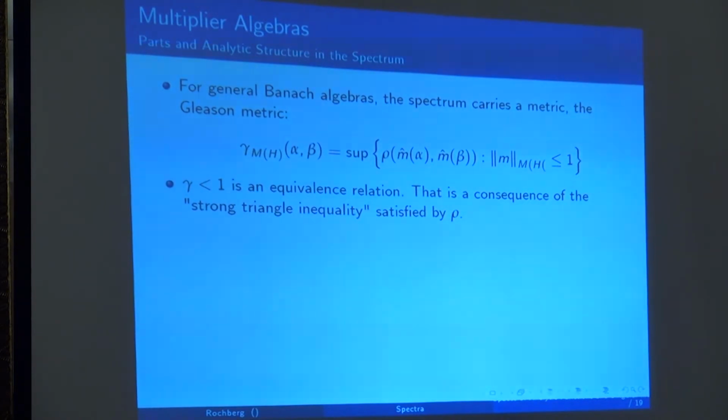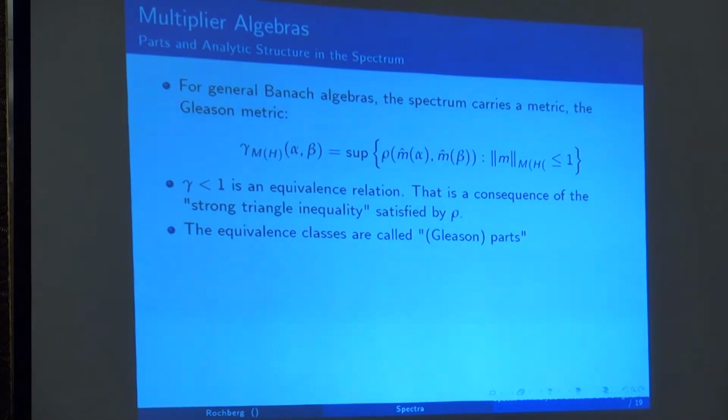So this is certainly going to be at most 1. And in fact, saying that gamma is less than 1 gives you an equivalence relation on the maximal ideal space. That's a consequence of the version of the triangle inequality satisfied by the pseudo-hyperbolic metric, which says that if you have three points, the first two are at pseudo-hyperbolic distance less than 1, and the second two also, then the first and third are also at distance less than 1. So that type of stronger triangle inequality extends to this gamma, so gamma less than 1 is an equivalence relation.